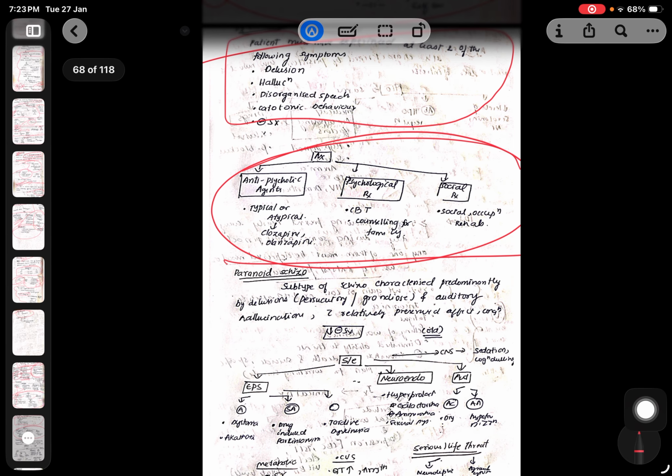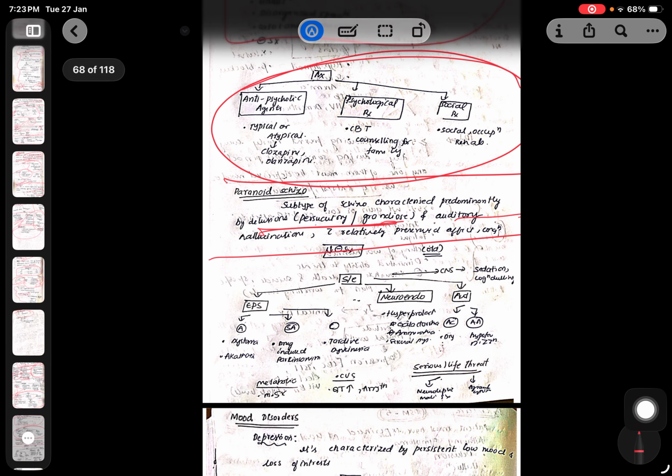Then paranoid schizo is a subtype of schizo which is characterized predominantly by delusion and auditory hallucination. Then these are the side effects of antipsychotics. This can come as 5 marker or 3 marker. Make sure you know it very well.